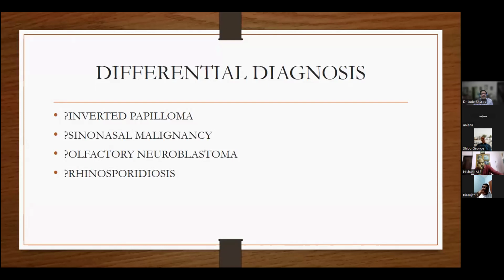But two years of history, very unlikely to be ethmoidal malignancy. Why? Because ethmoidal malignancy would have rapidly gone into the orbit within no time. So very unlikely to be an ethmoidal malignancy, and invariably it would have invaded the orbit. This is not invading the orbit like that. It is not invading even the muscles. So very unlikely. And then intracranial extension is also not proven from your examination.